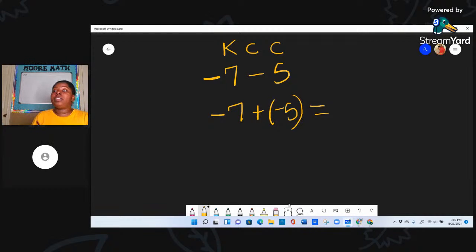Okay, so with subtracting integers, you keep the first number the same, you change subtraction to addition, and you change that 5 to its opposite. So this -5, like I said, is the same thing as adding a -5. We would still go left on the number line, right? You would do -5 plus -7 because it's the same sign, right? Yeah. So let me show you again.